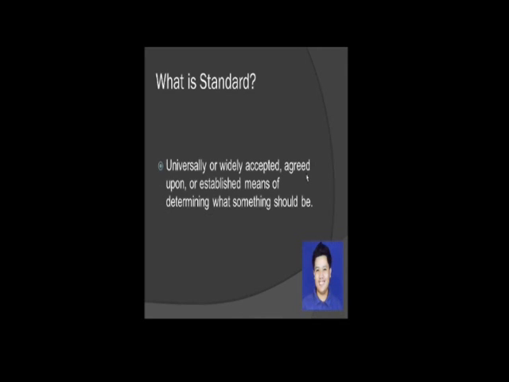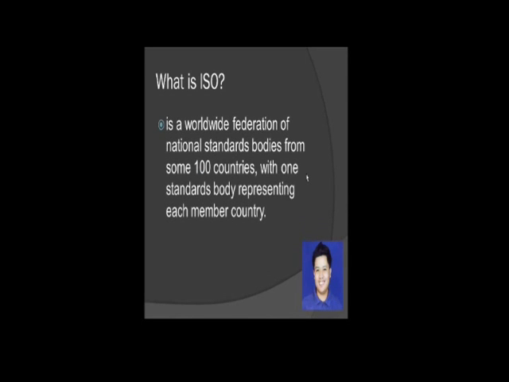But first of all, what is a standard? A standard is a universally or widely accepted, agreed upon, or established means of determining what something should be. What is ISO? ISO stands for International Standards Organization. It's a worldwide federation of national standard bodies from some 100 countries, with one standard body representing each member country.